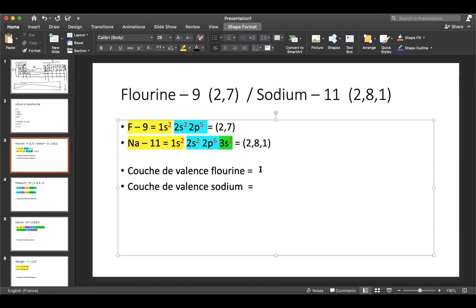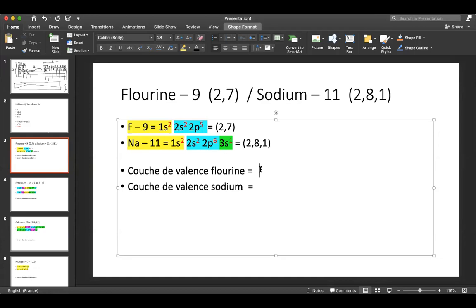What is a valency shell? What do you call a valency shell? Maybe in other words, what's a valency? A valence shell is a shell that loses or gains an electron.